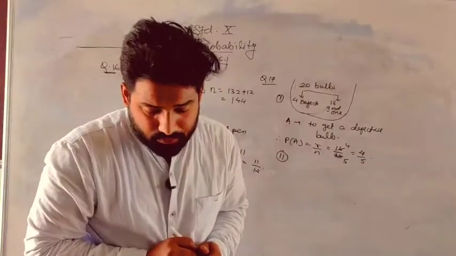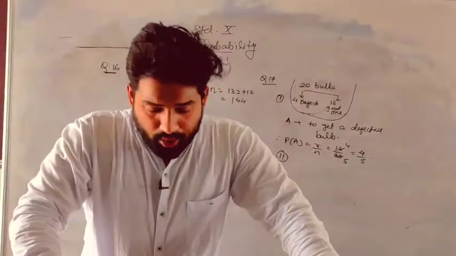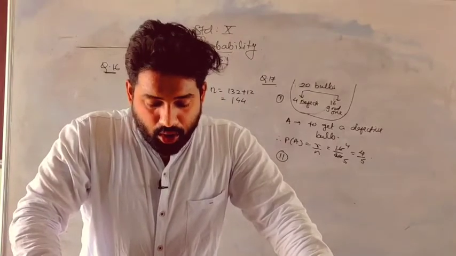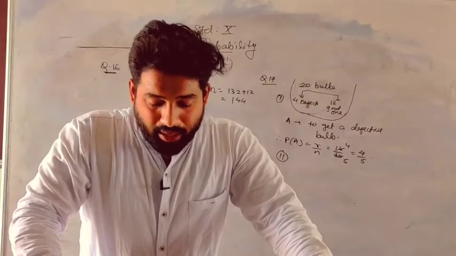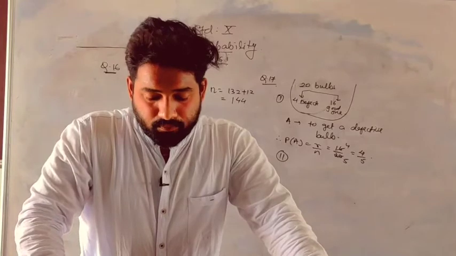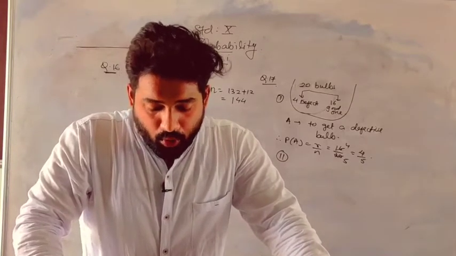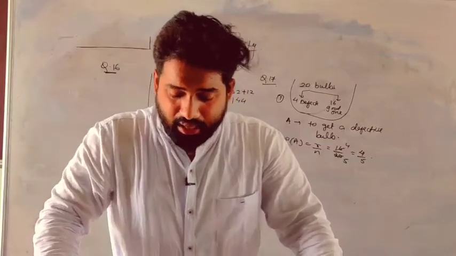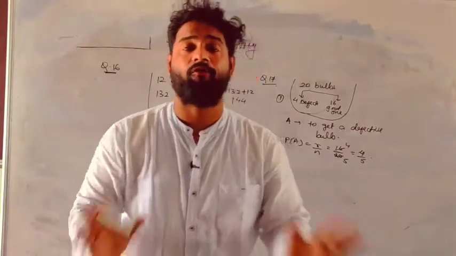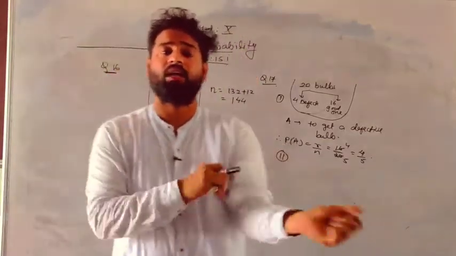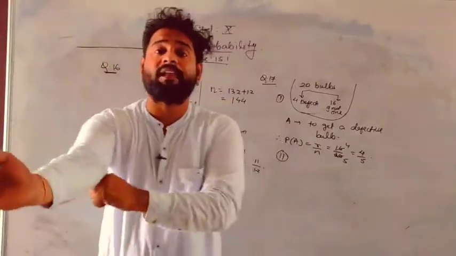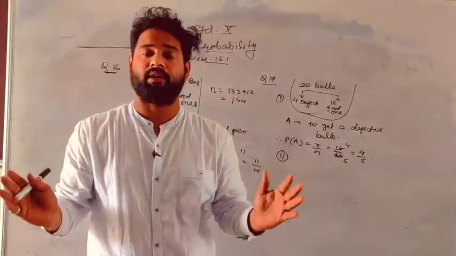Suppose the bulb is drawn and is not defective and is not replaced. Now one bulb is drawn at random from the rest. What is the probability that this bulb is not defective? Now before reading this question, let me teach you the meaning of replacement and not replacement.